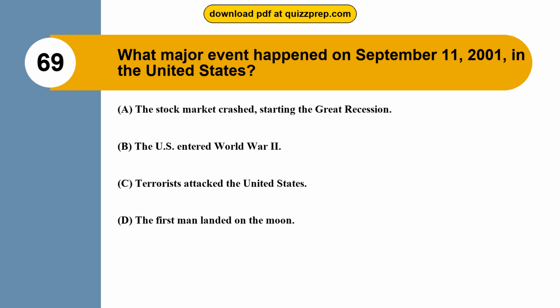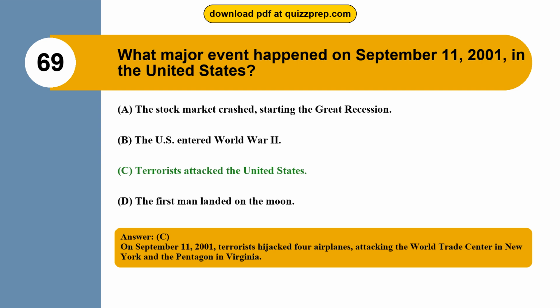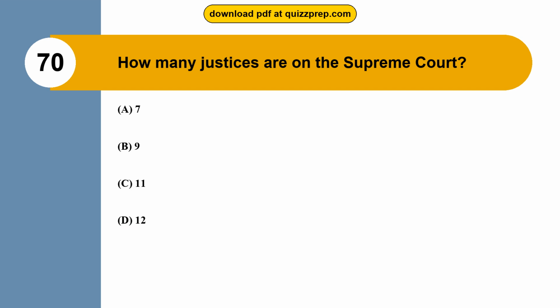Question 69. What major event happened on September 11, 2001, in the United States? Option A, the stock market crashed, starting the Great Recession. Option B, the U.S. entered World War II. Option C, terrorists attacked the United States. Option D, the first man landed on the moon. The correct answer is option C, terrorists attacked the United States. On September 11, 2001, terrorists hijacked 4 airplanes, attacking the World Trade Center in New York and the Pentagon in Virginia.